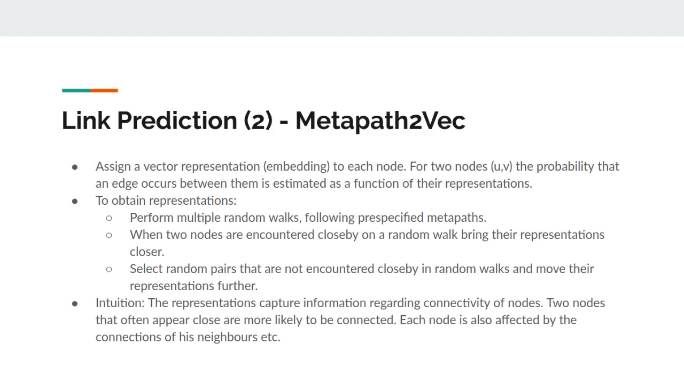An example of the second category of link prediction models is Metapath to Vec. Metapath to Vec assigns a vector representation to each node of the network. These representations are called node embeddings. The probability that an edge exists between two nodes is estimated as a function of their embeddings, specifically as their Euclidean distance. So, an edge is more likely to exist between two nodes when their embeddings are close. The algorithm obtains these representations by performing multiple metapath-constrained random walks on the graph. When two nodes are encountered close by on a random walk, their embeddings are adjusted so that their distance decreases. Pairs of nodes without an edge between them are sampled randomly from the graph, and their embeddings are adjusted so that the distance increases.